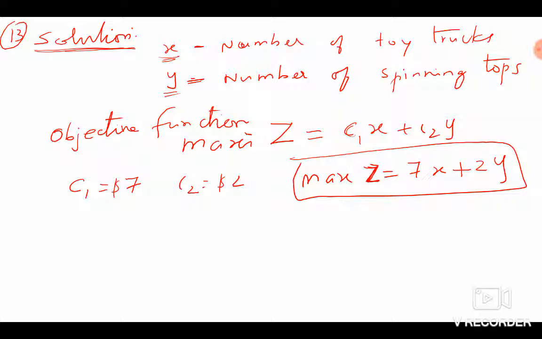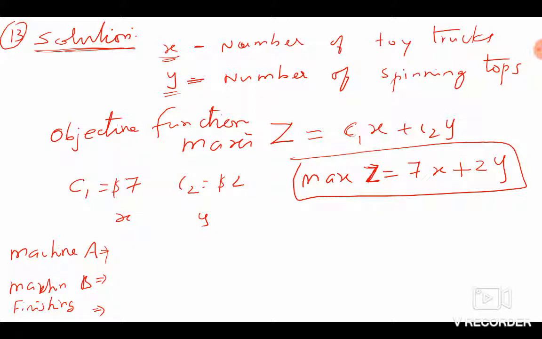Now let us list out the constraints. See, as we have two products x and y, every product should undergo 3 operations: machine A, machine B, and the third is finishing work, maybe labor work. So every product has to undergo all these three operations by machine A, machine B, and finishing work by laborers.